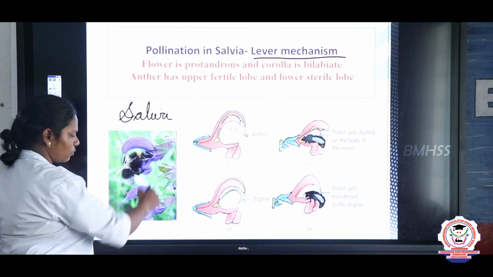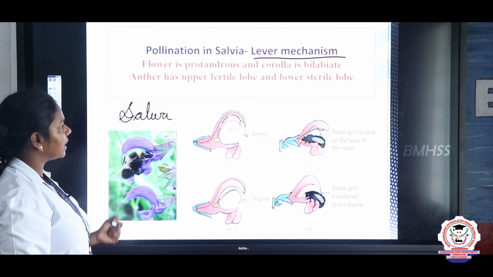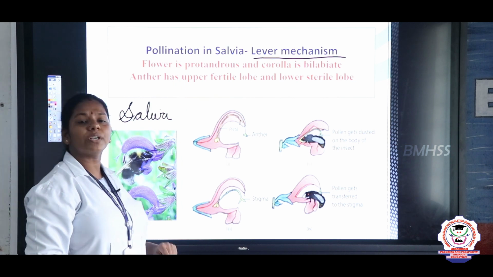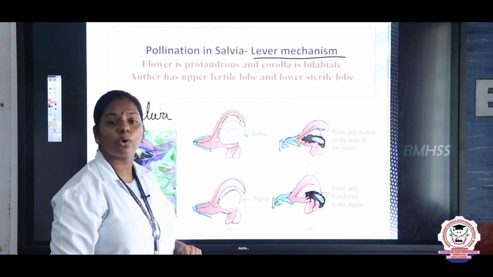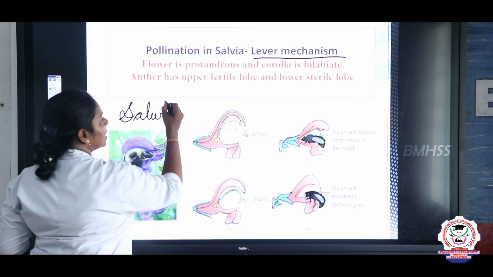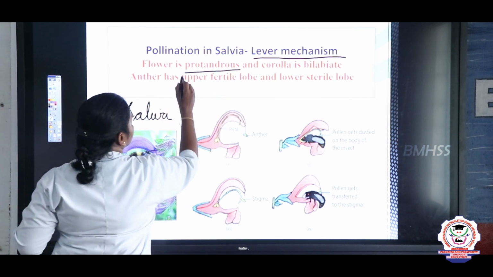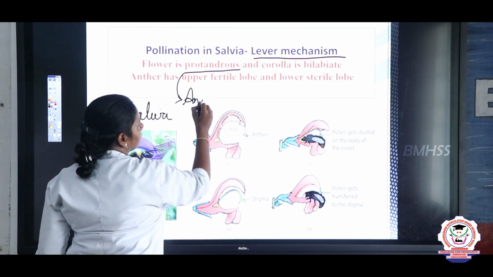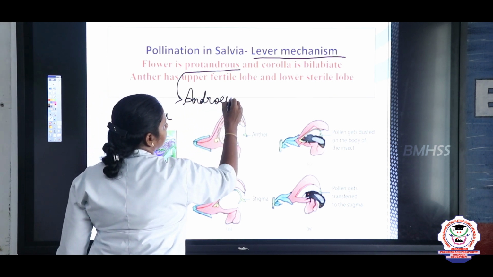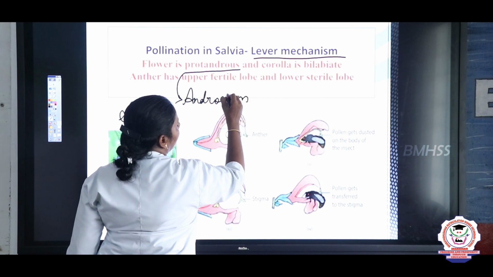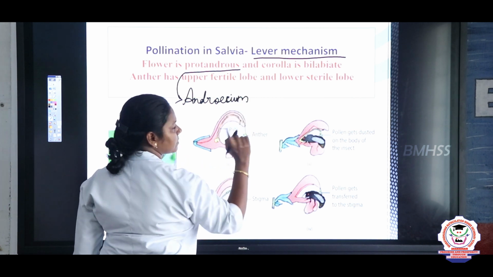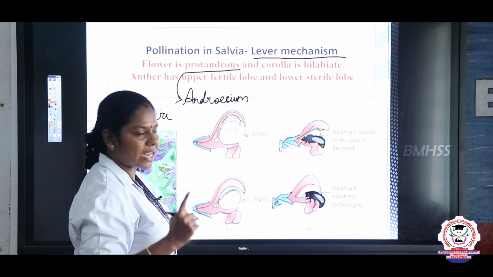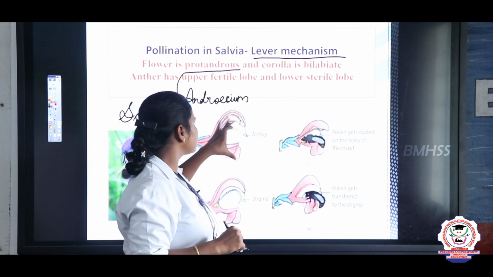Salvia, right. So this is an original image of this salvia and it is an insect pollinated flower, and here it is protandrous. What do you mean by protandrous, children? Pro means first, androus means male. So protandrous means the male part, that is androecium, matures first and later the gynoecium matures. Protandrous.